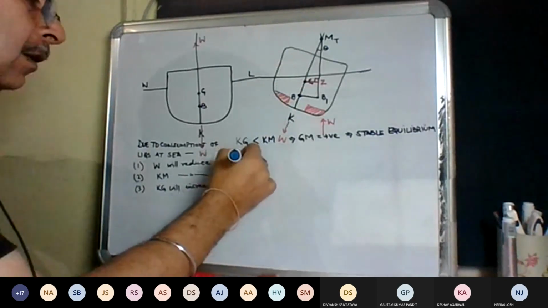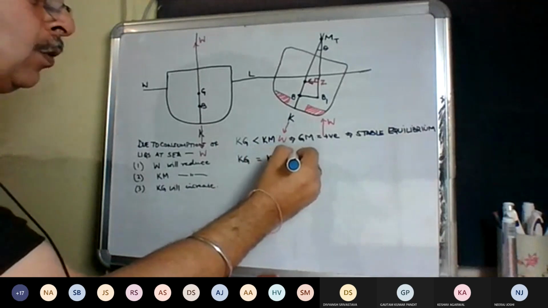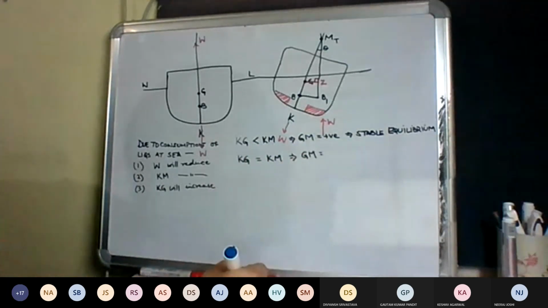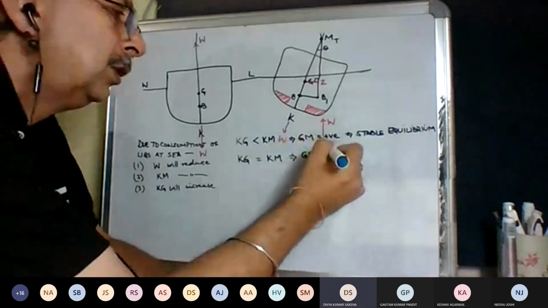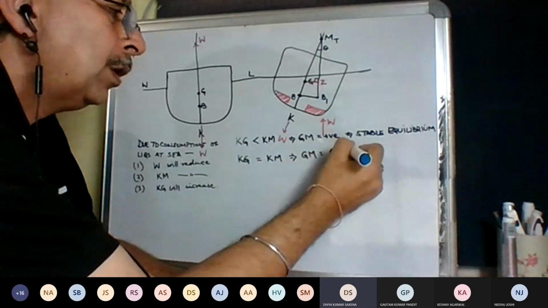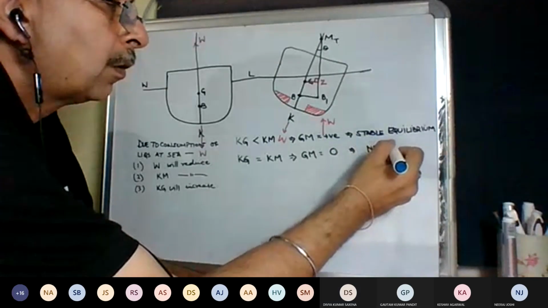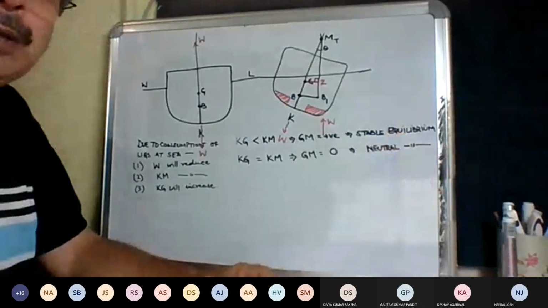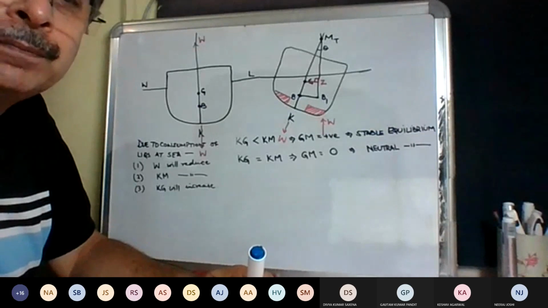So when KG will be equal to KM, that means that they coincide. What will be the value of GM? Zero. GM is 0. This is said to be neutral equilibrium.